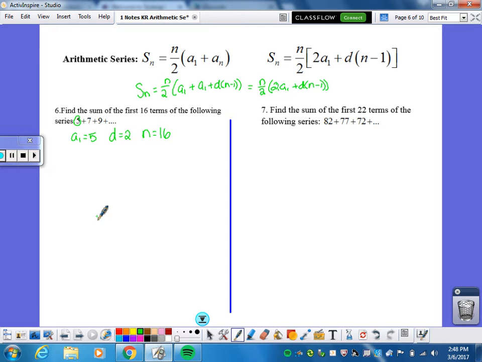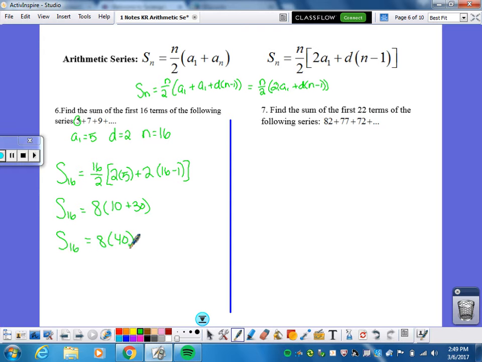I'm going to use the second equation. So S sub 16 is equal to 16 over 2 times 2 times 5 plus 2 times 16 minus 1. Do the rest of the math and figure all this out. 8 times 10 plus, this is going to be 15 times 2 is 30. S sub 16 is equal to 8 times 40, which is going to be equal to 320. That's our final answer.